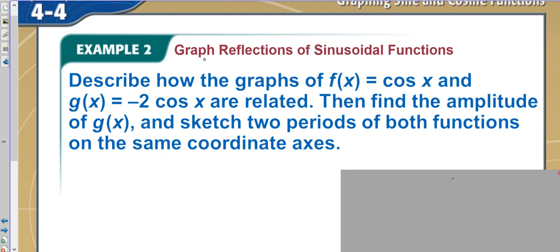Now let's look at some other transformations. Specifically, let's look at a reflection. So it says, describe how the graphs of f of x equals cosine x and g of x equals negative 2 cosine x are related.